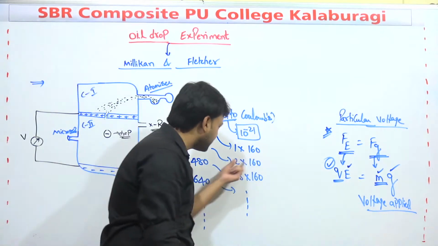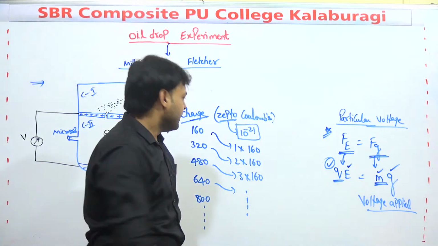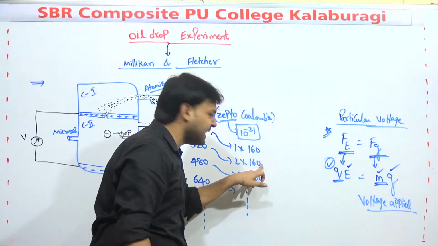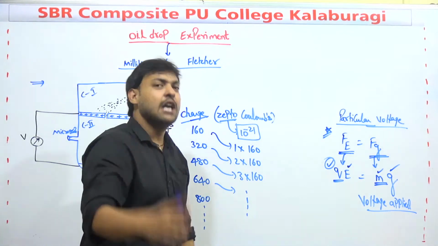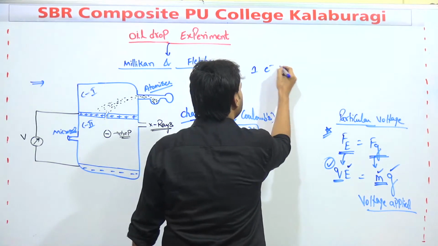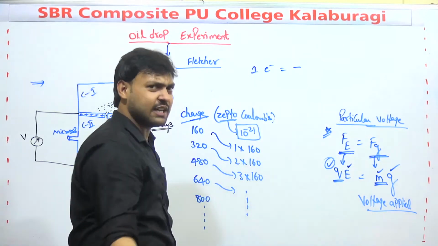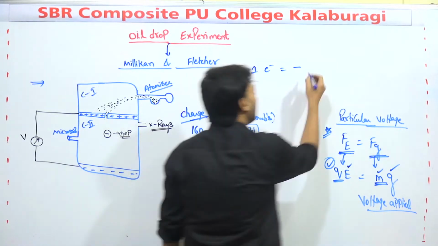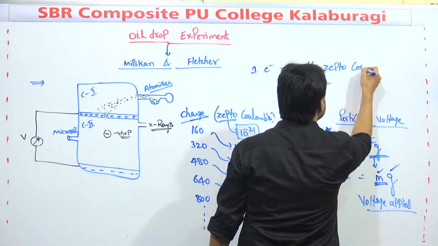So 1 into 160, 2 into 160, 3 into 160, what do you mean by that? 1 into 160 indicates 1 electron. 2 into 160: on the drop, how many electrons are there? 2. 3 into 160: 3. So they finally concluded that 1 electron, negative charge being the sign we know, so I have written it as minus, is how much? 160 zeptocoulombs.